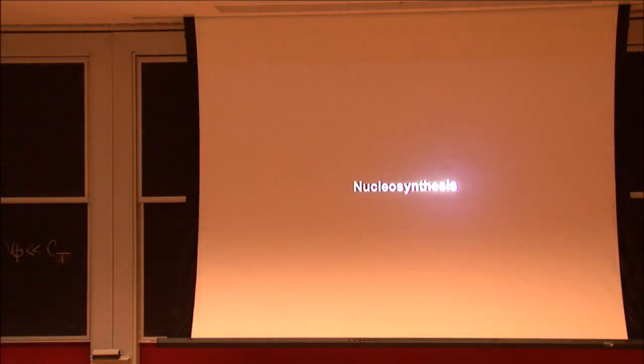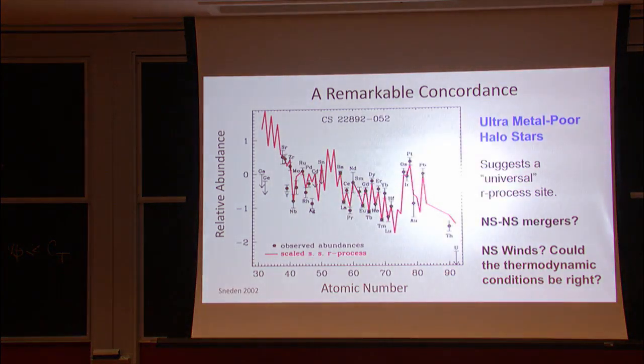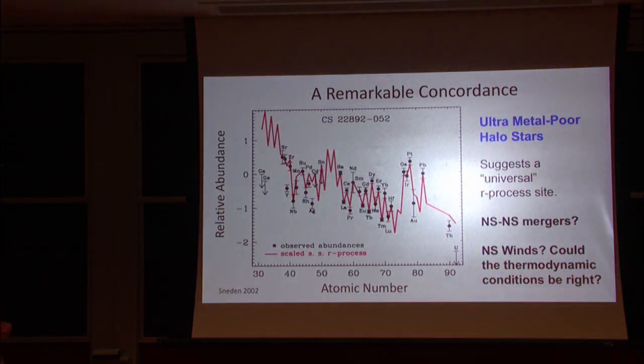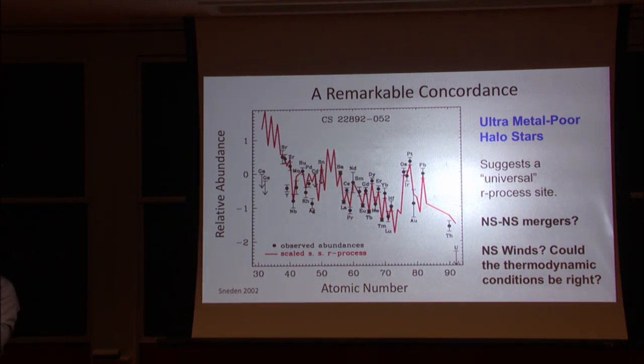All right. I want to finish with nucleosynthesis. One word about nucleosynthesis. It's a new idea. As many of you may know, the origin of the R process is unknown. I used to say it is unknown, but now everybody thinks it's known because everybody thinks the R process comes from neutron star mergers.